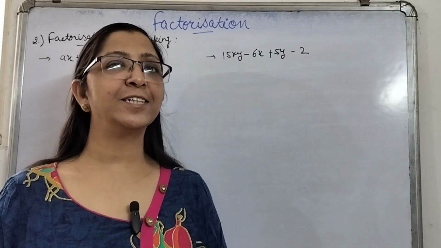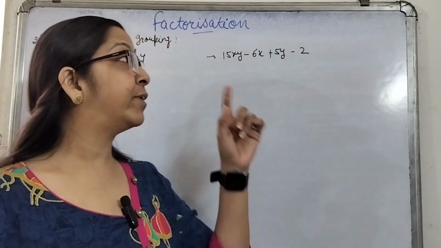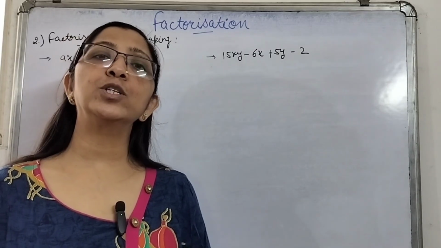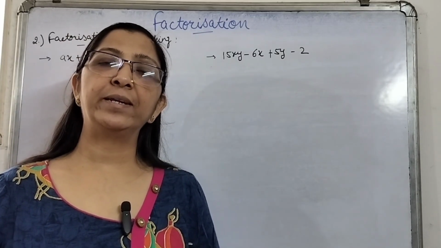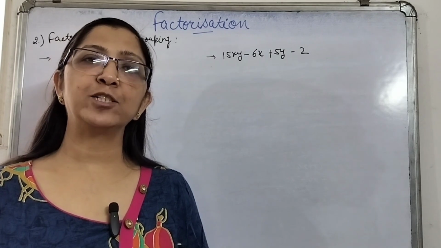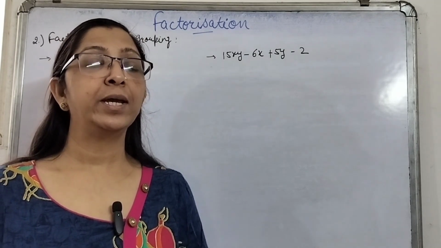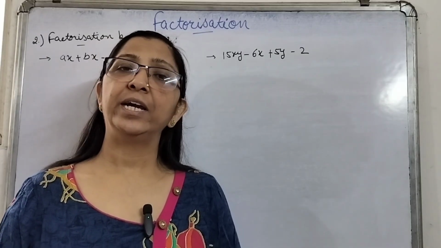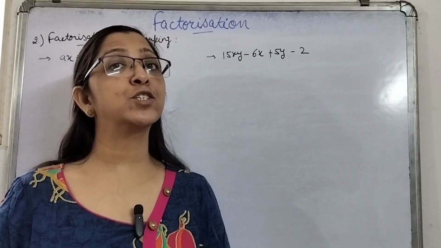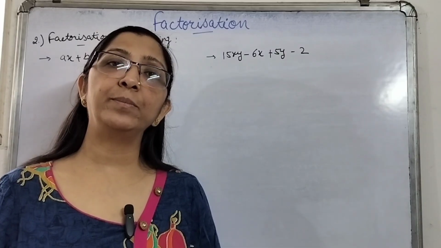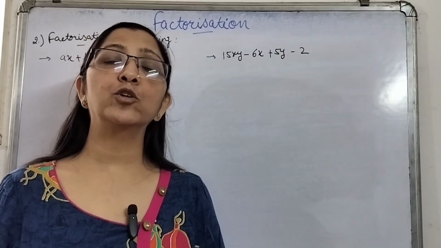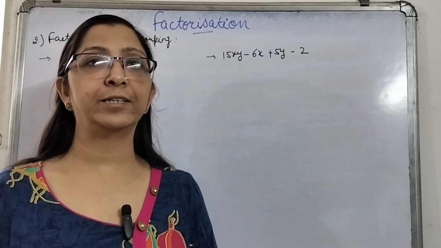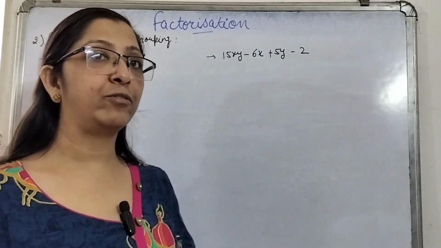Now let's understand another method of factorization, that is factorization by grouping. In this method, whatever the given expression is, we will write all the terms in the given expression in irreducible form. Then we will check whether there is a common factor in all the given terms or not. If there is not a single factor common in all the terms, then we will make groups of the terms. The grouping will be done in such a way that in each group there should be some common factor. Now let's understand how we will solve it.